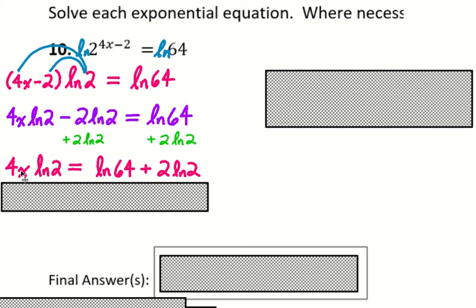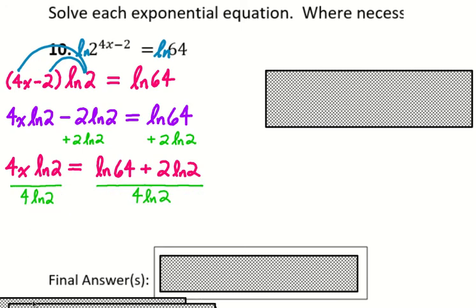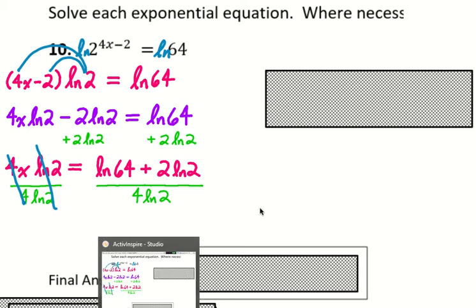And then what I have here is 4x natural log of 2. And since this is all being multiplied together, I can pretty much divide by the 4 and the natural log of 2 at the same time. Essentially, divide both sides by 4 natural log of 2, and that'll get rid of the 4 and the natural log of 2 at the same time. And that'll get x by itself, and be done with that.